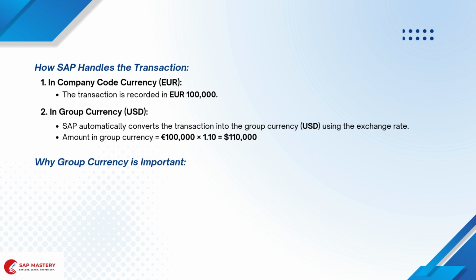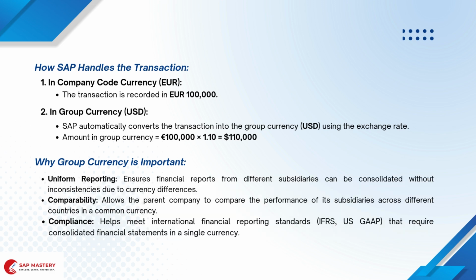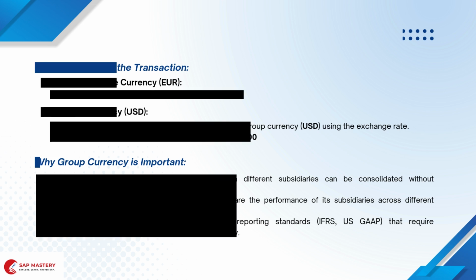Why is group currency important? Uniform reporting ensures financial reports from different subsidiaries can be consolidated without inconsistencies due to currency differences. Comparability allows the parent company to compare the performance of its subsidiaries across different countries in a common currency. Compliance helps meet international financial reporting standards, IFRS and US GAAP, that require consolidated financial statements in a single currency.